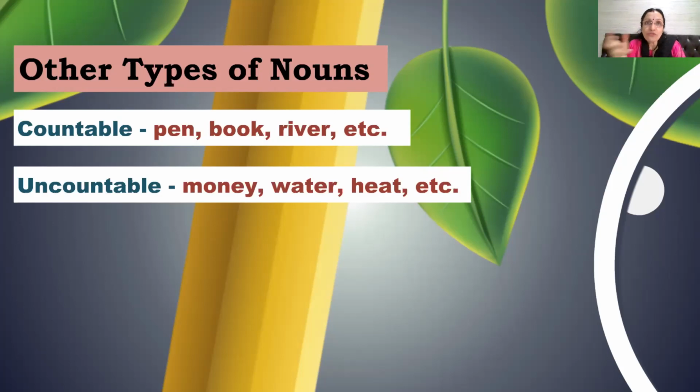When we say 2 cups of tea, cups are countable, but not tea. Tea is not countable. It's uncountable. You don't say 1 tea, 2 teas, 3 teas. Okay. More tea, less tea, that you say. So that is uncountable.